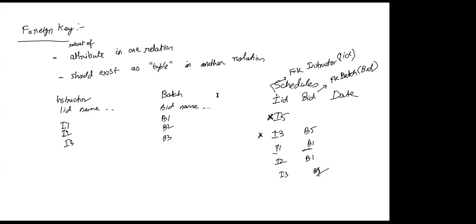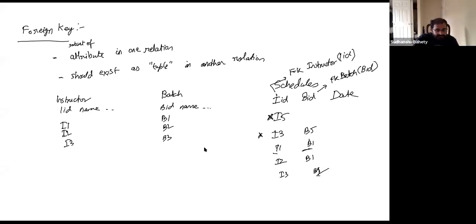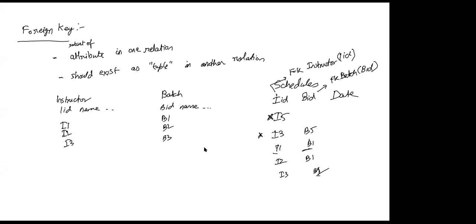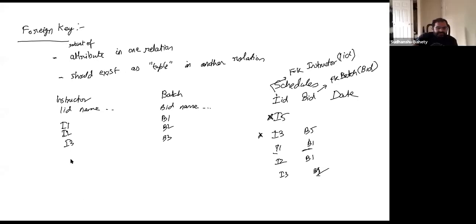Any other doubts related to foreign key? Why did you cross mark there near I5? Because I5 does not exist over here, right? So the foreign key constraint says that it should exist. That's the constraint over here. It should exist as a tuple in another relation on which you are saying. Any other doubt?